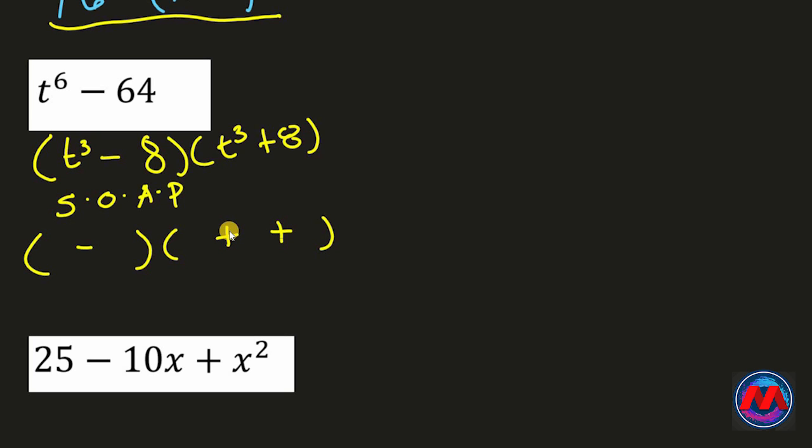So para ma-solve natin kung ano yung mga numbers dito, we need to cube root t raised to 3. Cube root of t raised to 3 cube is t. Cube root of 8 is 2. Dito, i-square natin yung first term, which is t. T squared is t squared. Yung middle term natin is multiplying both this and this. So yan, t times 2 is 2t. And the last term is to square yung 2. 2 squared is 4. Alright. So, idagdag natin yung t cube plus 8.